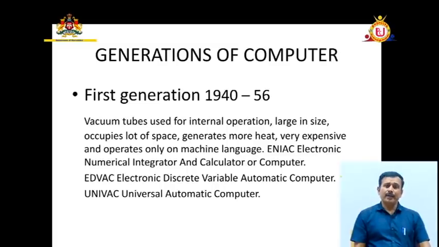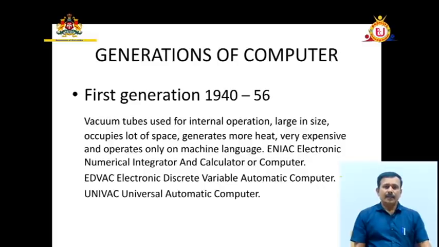So, electronic computers were introduced in the 1940s. That we call the first generation computers. There, for internal operations, vacuum tube technologies were used. These computers occupy a lot of space and the heat generated is very much. The processing speed is very slow in this generation and cost effectiveness, so it is too costly. ENIAC, EDVAC, UNIVAC like types of computers were introduced in this generation.